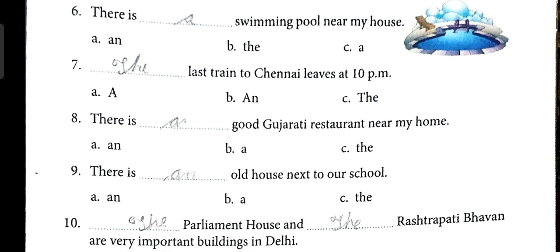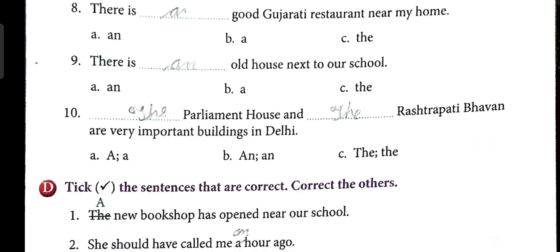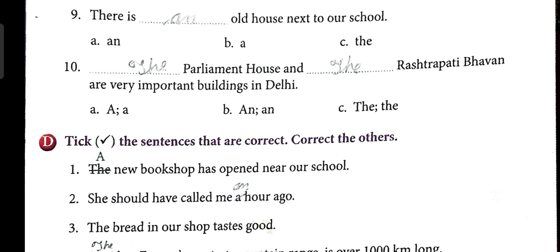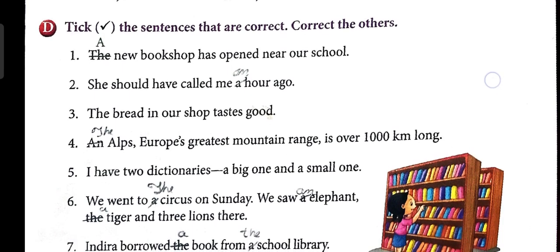If I talk about the question number 7, the last train to Chennai leaves at 10 p.m. If I talk about the question number 8, there is a good Gujarati restaurant near my house. If I talk about the question number 9, there is an old house next to our school. If I talk about the question number 10, the Parliament House and the Rashtrapati Bhavan are very important buildings in Delhi. Now we are going to cover the question number D.